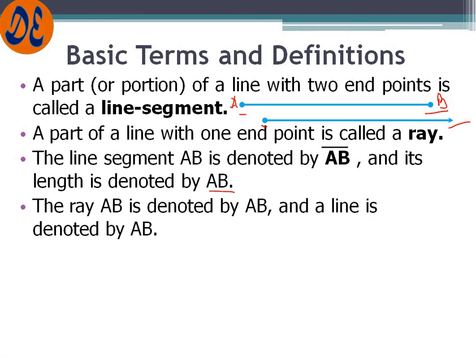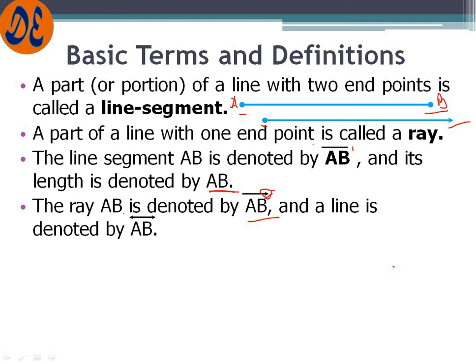The ray AB is denoted in a similar way. If it is a ray, an arrow will be there. You can see an arrow is there in place of the two terminating bars. Here one arrow is there, so it is known as a ray. But in a ray there will be no length, as the line is not ending, so no length will be there. Only a line segment has a length.